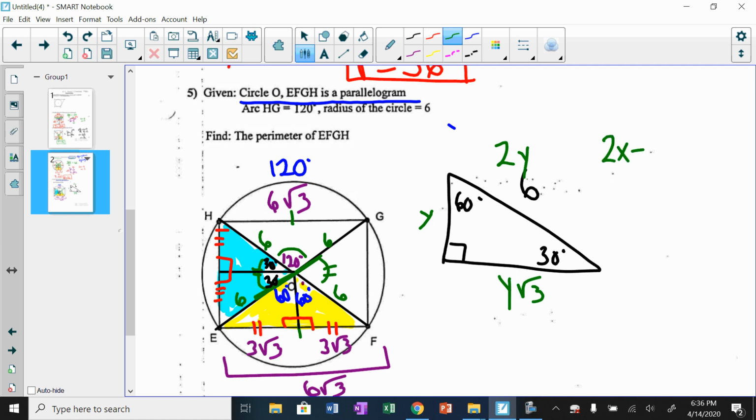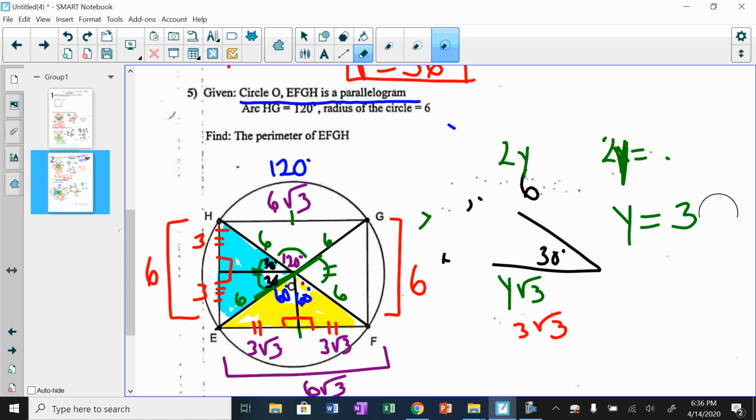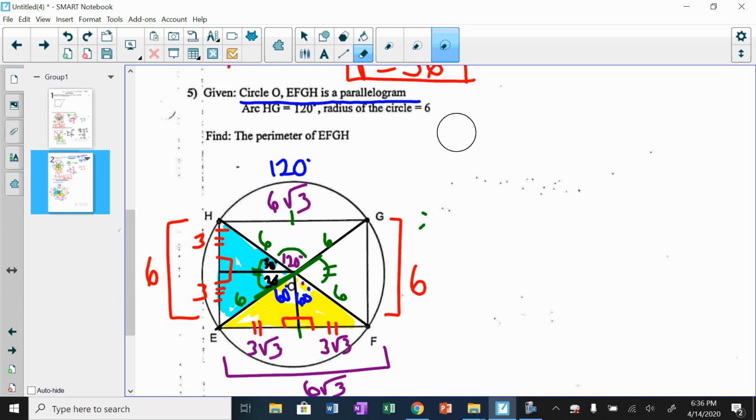So we have 2y is equal to 6, not x, 2y is equal to 6. So y is equal to 3. So then we know opposite the 30 will be 3, and opposite the 60 will be 3 root 3. So this time we're working opposite the 30. So this is 3 and this is 3, which gives us a total length of E to H is 6, which means G to F is also 6. Now we have everything we need to find the perimeter.